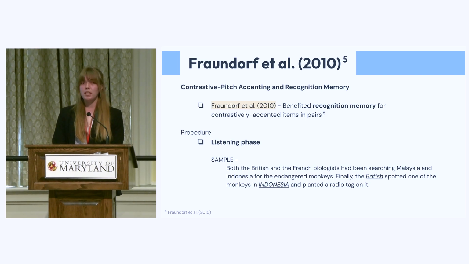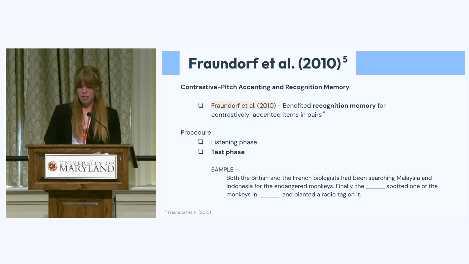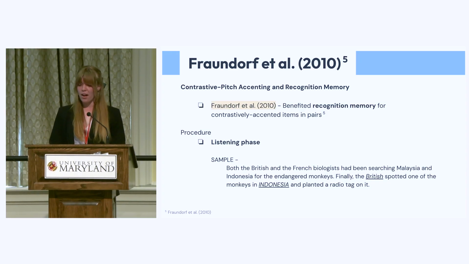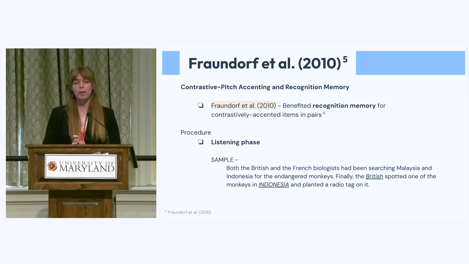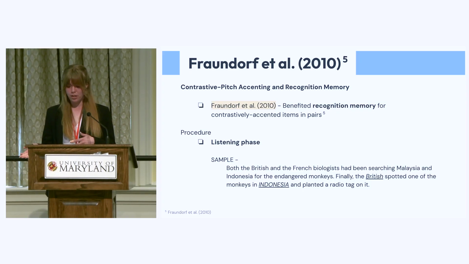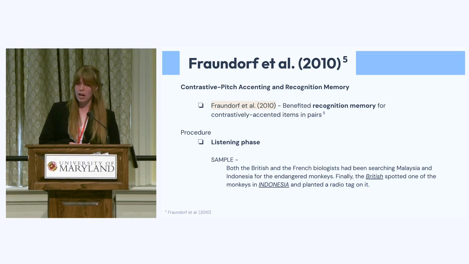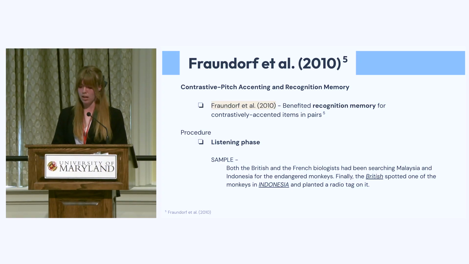In this experiment, participants completed a listening phase and a test phase. In the listening phase, they heard audio narratives that introduced two contrastive pairs before specifying one word in each contrastive pair in the two word slots, as I mentioned earlier. For instance, they might hear, both the British and the French biologists had been searching Malaysia and Indonesia for the endangered monkeys. Finally, the British spotted one of the monkeys in Indonesia and planted a radio tag on it. And then here, the contrastive pairs were British and French, Malaysia and Indonesia, and the specified words would be British and Indonesia, where British received a presentational pitch accent and Indonesia received a contrastive pitch accent.